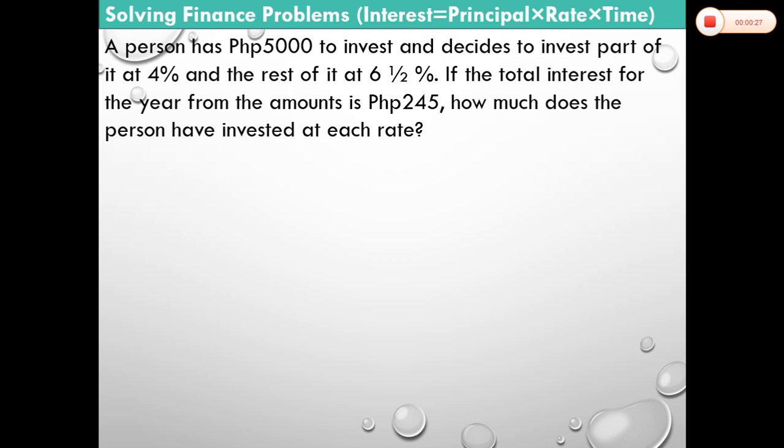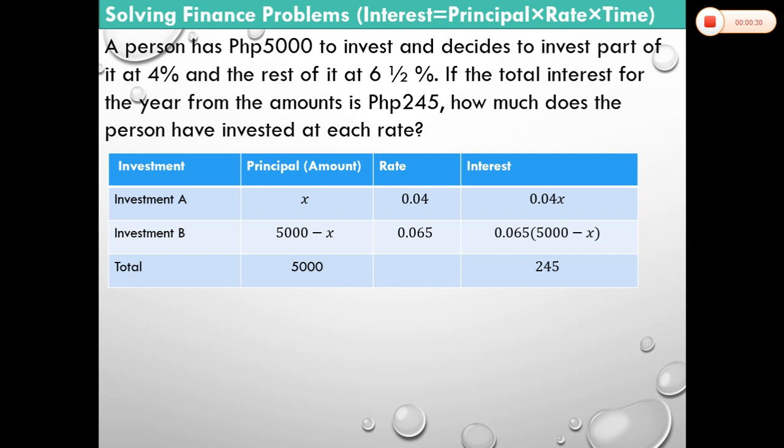We have to set up the table with the first column investment, then principal, rate, and then the interest. We use time equal to 1 because the duration of the investment is 1 year. For investment A, we denote it with the variable x. And since 5,000 is the total amount to be invested, and a portion of it was already invested at A, then for investment B, we will only have 5,000 minus x as a principal.